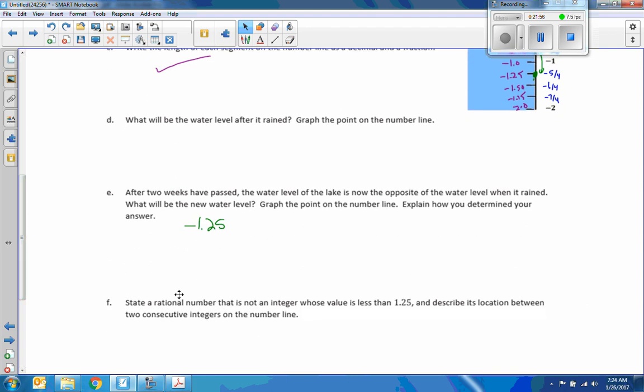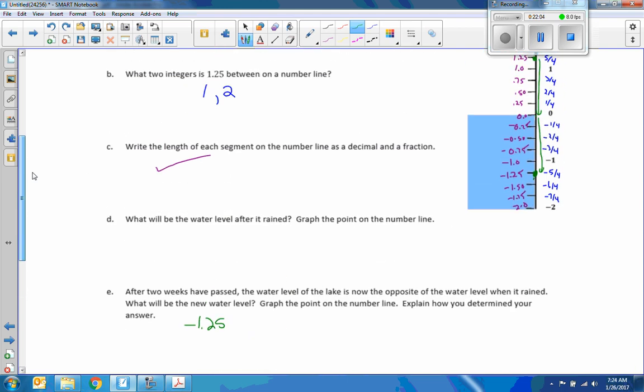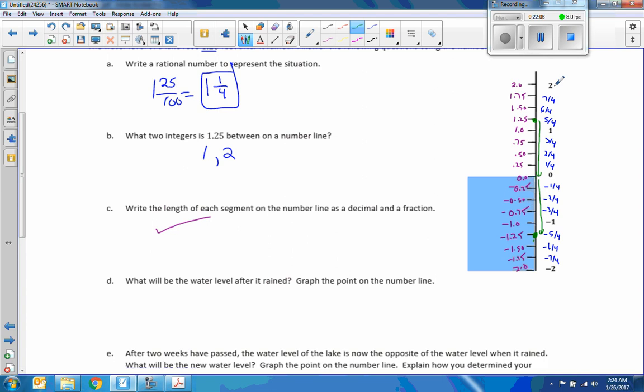F. State a rational number that is not an integer. Not an integer, so it cannot be. Before I go any further, I'm going to cross out the answers that it can't be. That's an integer. 1 is an integer. 0 is an integer. Negative 1 is an integer. Negative 2 is an integer.